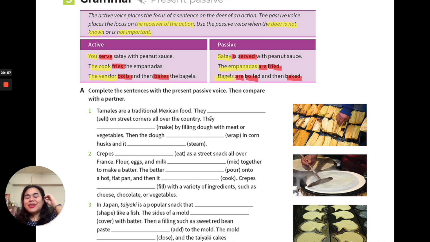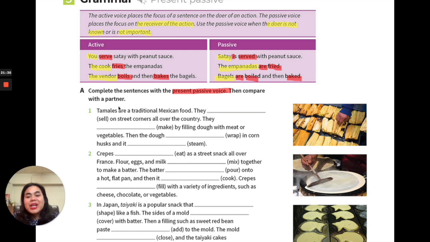So, like I said, the format is different. Verb to be plus verb 3. So now that we know this, you should be able to complete this. Okay? Complete these sentences. So we've got number 1, 2, and 3. We've got tamales, we've got crepes, and we've got taiyaki. And these are the pictures of the food to help you understand this. So let's do it together. They want you to complete the sentences with the present passive voice. So only passive. Let's do it together.